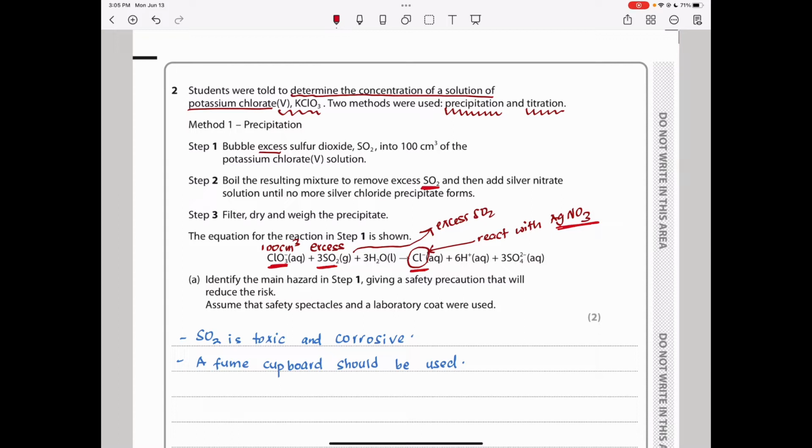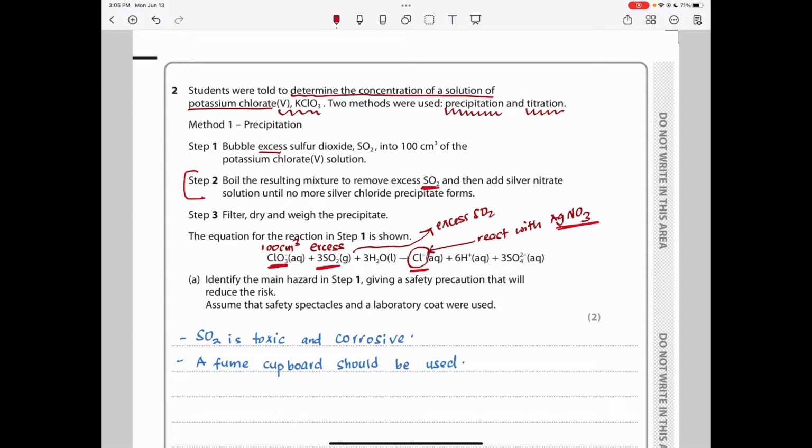However, because sulfur dioxide was in excess, after the reaction has occurred, we will find a way of eliminating the sulfur dioxide through this step 2, where they boil the mixture, which is the solution, to get rid of the sulfur dioxide which was in excess.